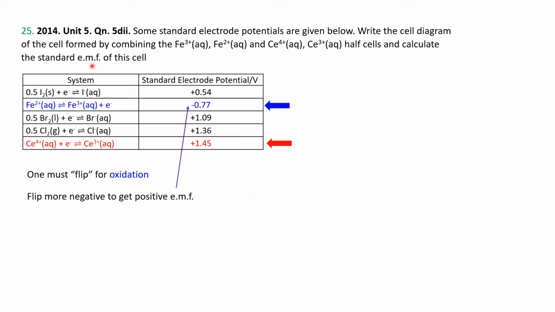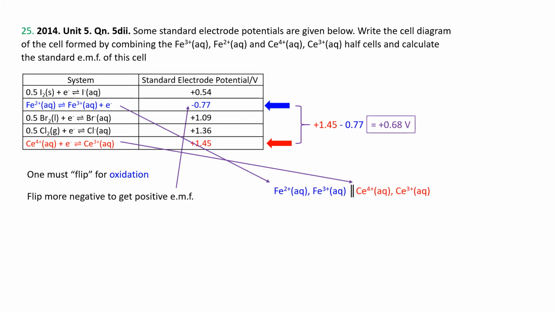First of all, we want the standard EMF together. Well, the reduction is 1.45. The oxidation is minus 0.77. Put them together and it's plus 0.68 volts. And now we want to write the cell diagram. Well, in the cell diagram, you always put the oxidation on the left and the reduction on the right.